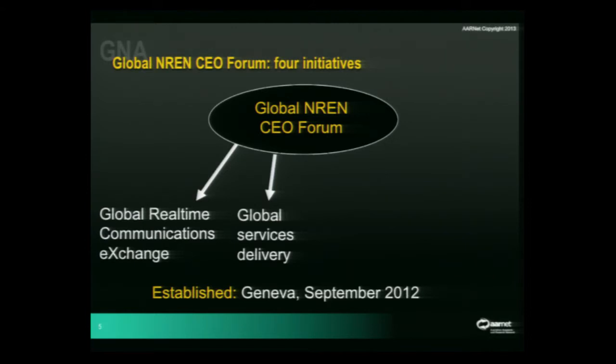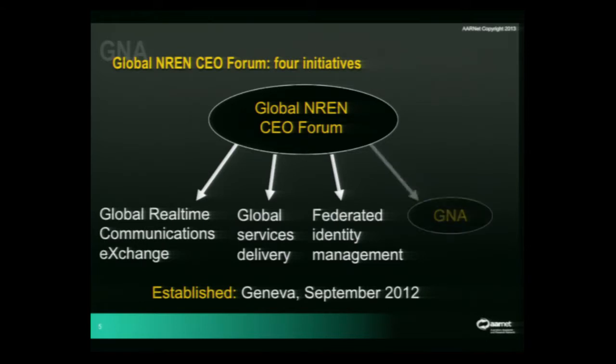So that's maybe related to Internet2's Net+ project of pooling our resources when it comes to negotiating products. Federated identity management, so that we're not just all acting as independent little pools. We actually do talk to each other at a technical level. And the fourth one is what I'm talking about today, which is the GNA, the Global Network Architecture.